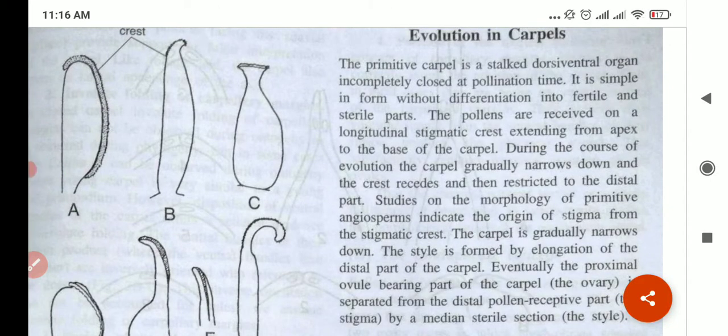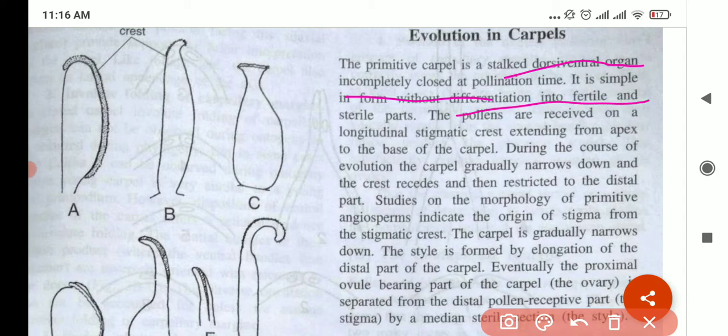Okay, looking at the evolution of carpels, it was a very primitive stalked dorsiventral organ, and it was not closed at the time of pollination. It was just open like that, like a flat thing. We do not know which part is fertile and which part is sterile. There is no differentiation into fertile and sterile parts. And remember, the pollen just falls on that crest.